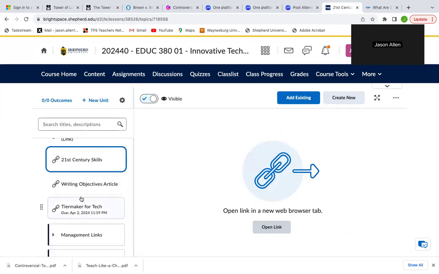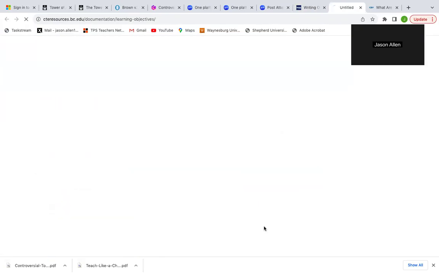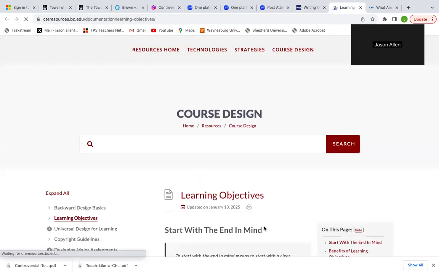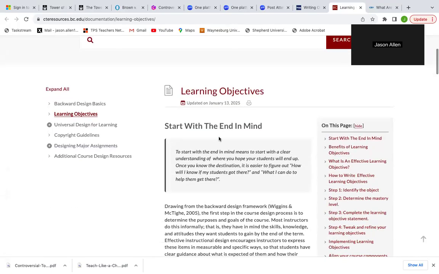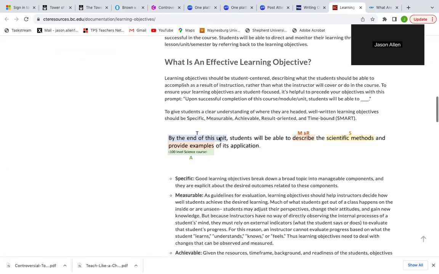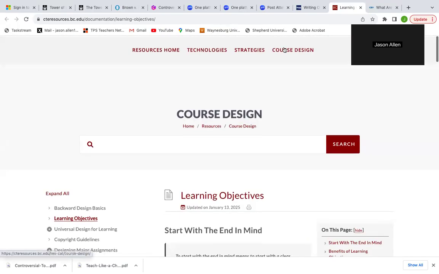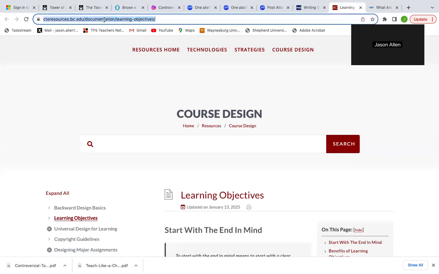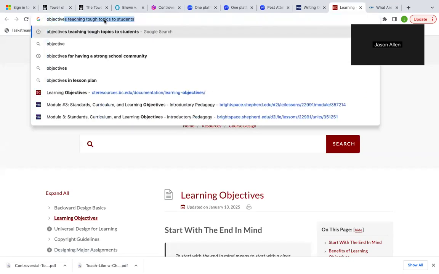Don't need to worry about Tier Maker. That was something I'll make sure is off there. But if you look here, this was that link I was telling you about, the objective generator. This is how to write one. I think sometimes it can get a little complex. Let's do this. Objective generator.